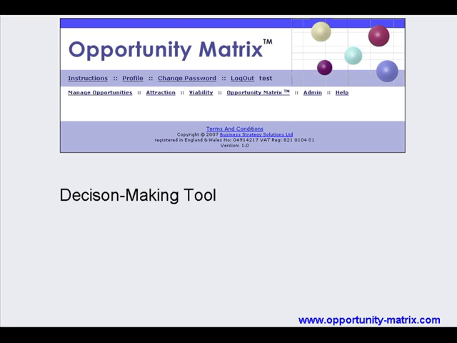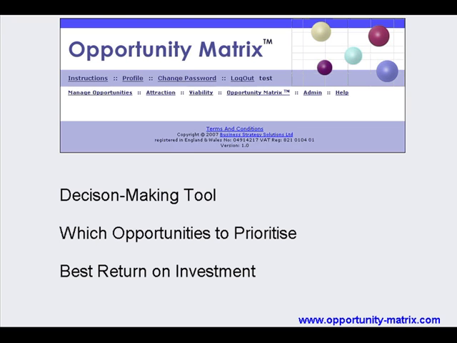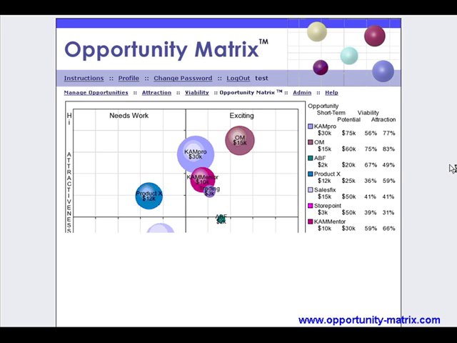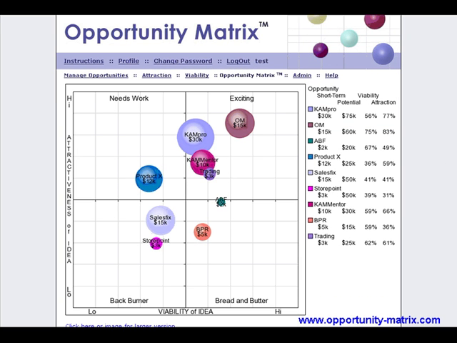Opportunity Matrix is a decision-making tool that allows you to figure out which of your many opportunities you should be concentrating on. Which ones will give you the best return on what you invest in them, be that money, time or other resources. Let's start by looking at the output from the analysis, the matrix itself.